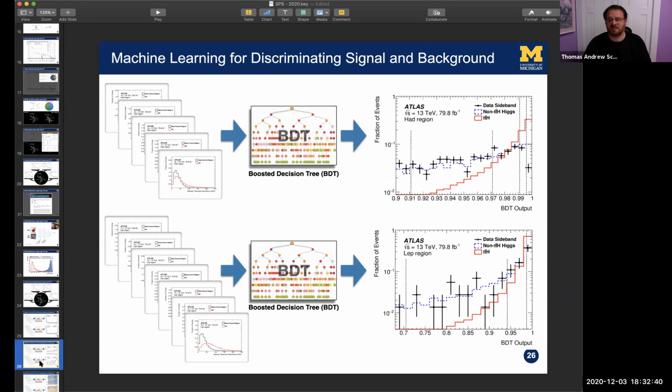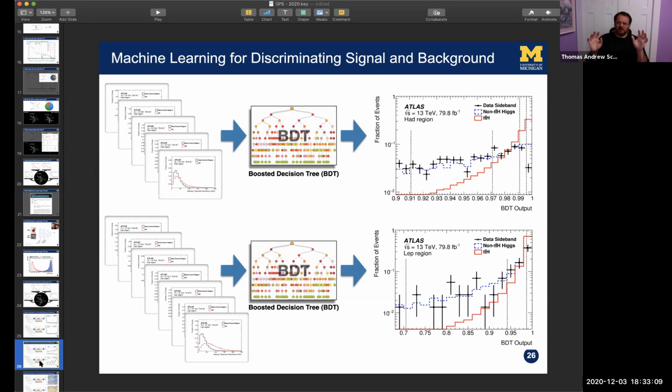Okay, so these plots are now zoomed-in versions of that, from 0.9 to 1 and 0.7 to 1, okay? And inside of these regions, to get even more sensitivity, we cut them up. The reason we cut up these regions is that they have different signal to background ratios, and so we can focus on those regions to do individual modeling a little bit better, okay?